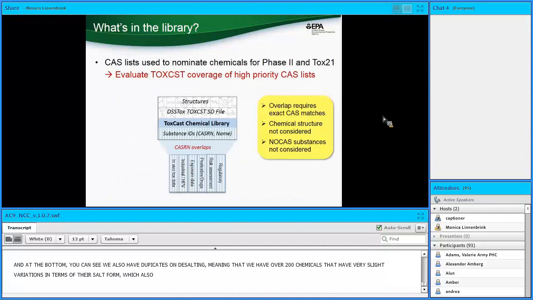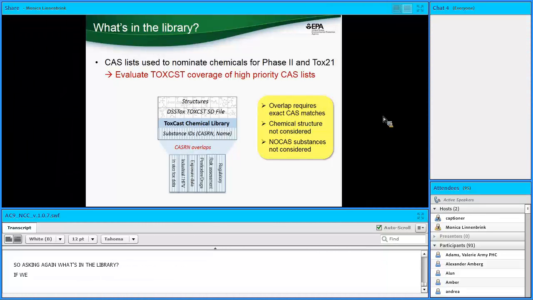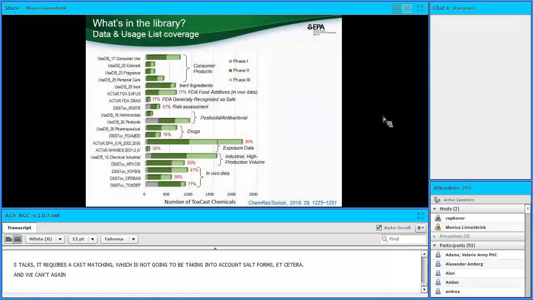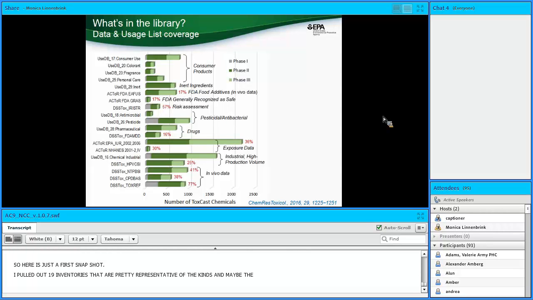So asking again what's in the library, if we simply look at the CAS list that is in our ToxCast inventory, and we overlap this with many other CAS lists that we have now collected in ACTR and DSS Tox, it requires exact CAS matching, which is not going to be taking into account stereo and salt forms, et cetera. And we can't, again, consider the no-CAS substances. So here's just a snapshot. I pulled out 19 inventories that are pretty representative of the kinds and maybe the exact lists that we used originally to create the library.